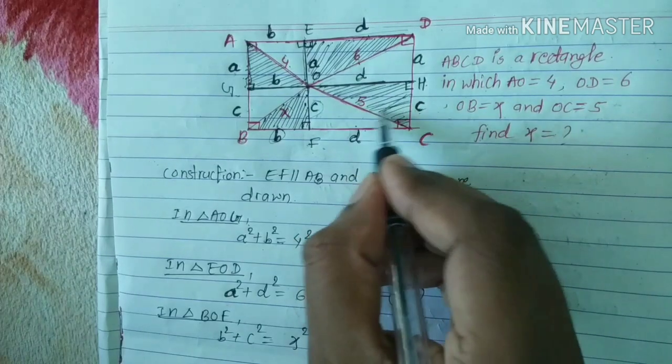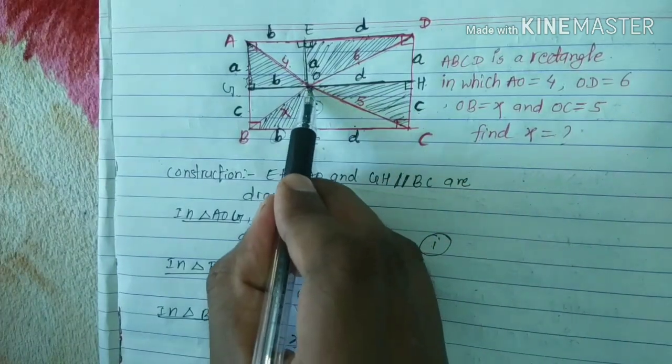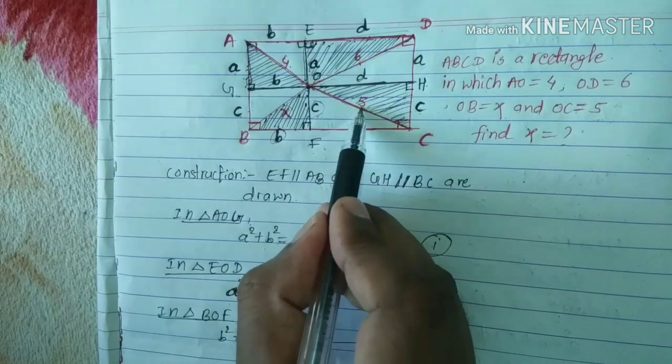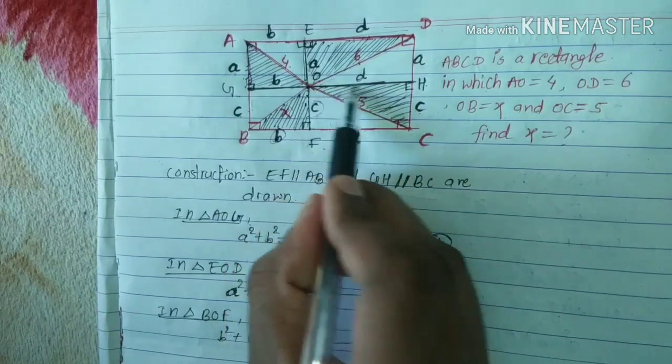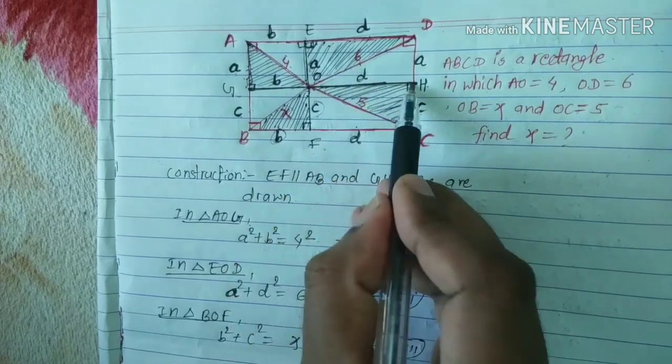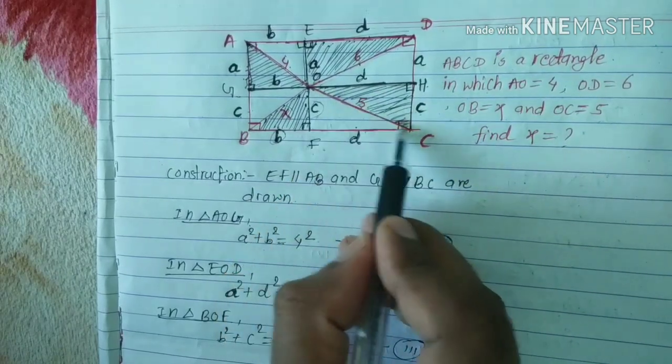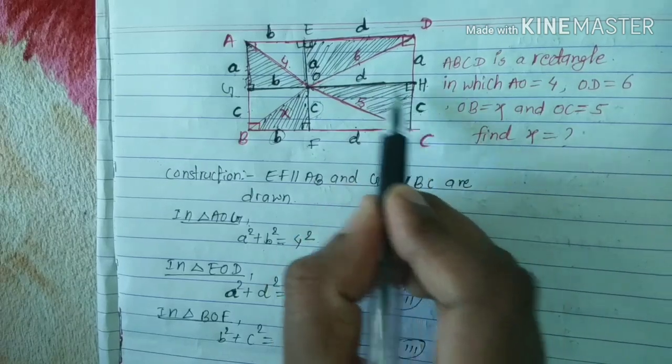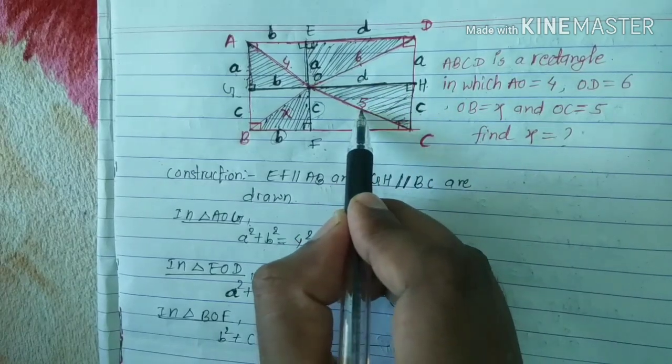So as you can see in this triangle, we have its hypotenuse side OC, that is 5, and its perpendicular side D and its base side C. This is the perpendicular side, this is the base side, and this is the hypotenuse side. So c square plus d square is equal to 5 square.